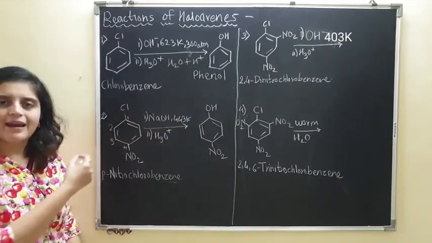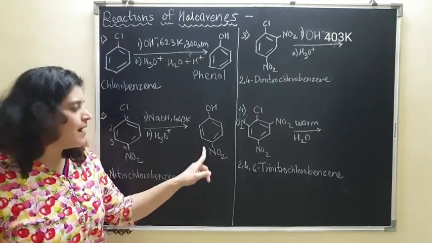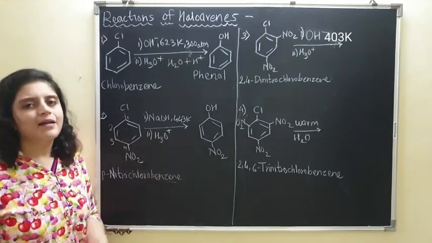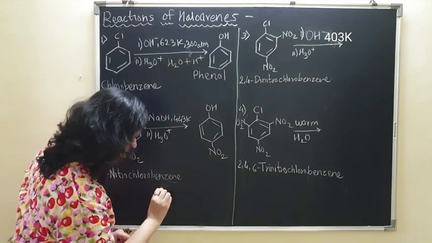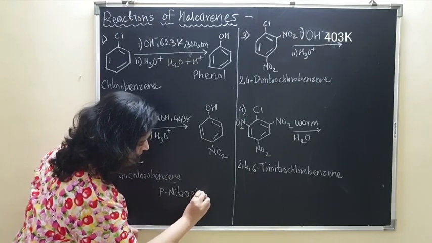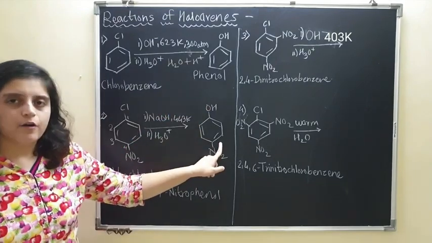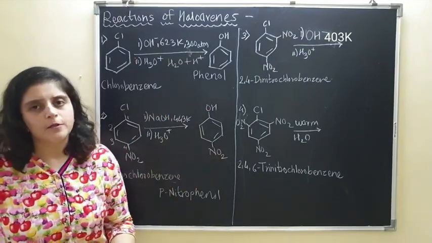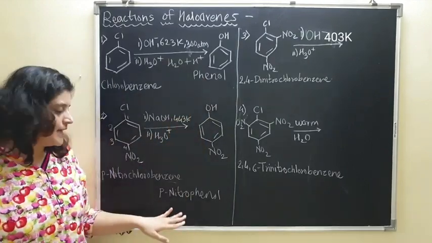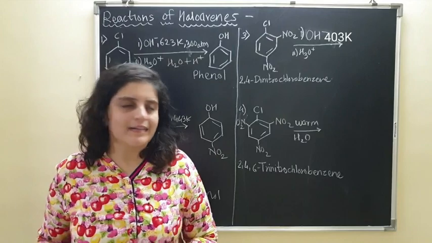So if we have a nitro group at the para position, then in the product also we have the nitro group at the para position. So the name of the product will become para nitrophenol. This was phenol, and what is added over here is this NO2 group at the para position. So the name phenol will change into para nitrophenol. Now let us go to the next reaction.